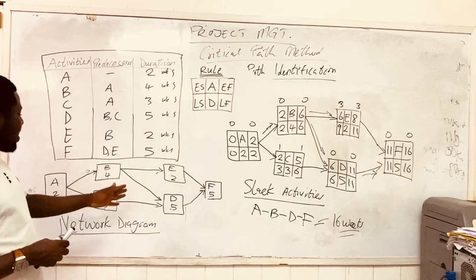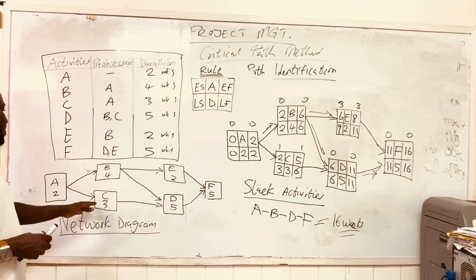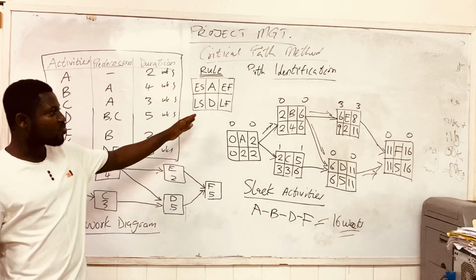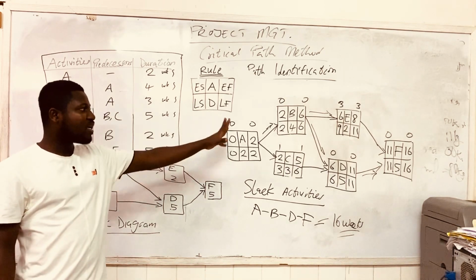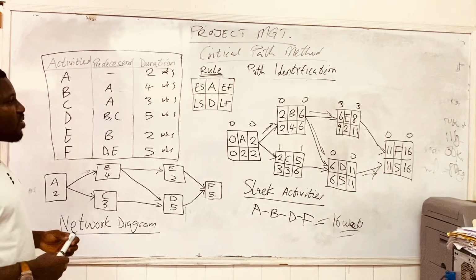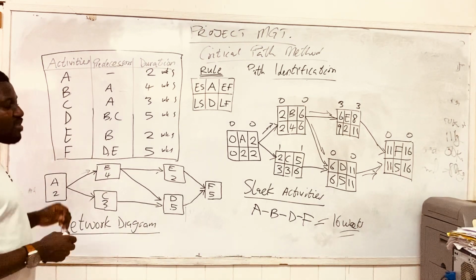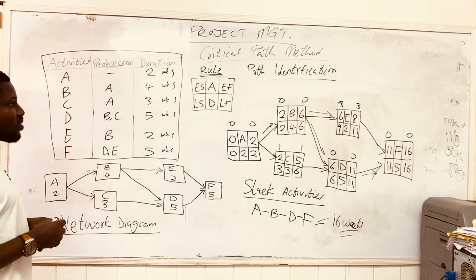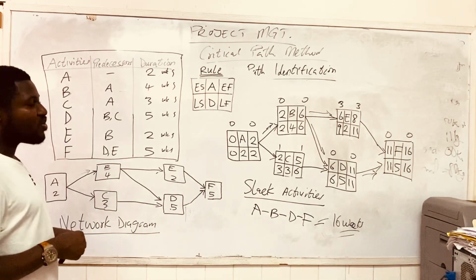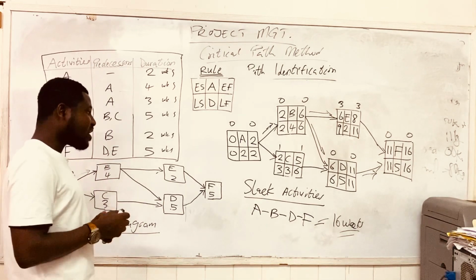And so you first of all have to draw your network diagram. After drawing your network diagram, you apply this rule to draw another diagram which is going to help you identify your critical path or your critical activities, which is also going to help you find your forward pass and then your backward pass.